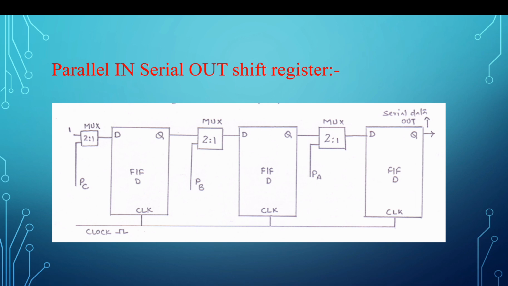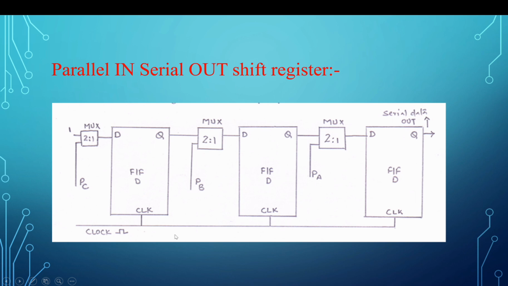Now I give a second clock. Now what will happen? PB, which was appearing at the output of the second flip-flop and the input of the third flip-flop, will appear at the output of the third flip-flop and it will be transferred serially. PC, which was appearing at the input of the second flip-flop, will appear at the output of the second flip-flop. So 2 bits are transferred in 2 clocks.